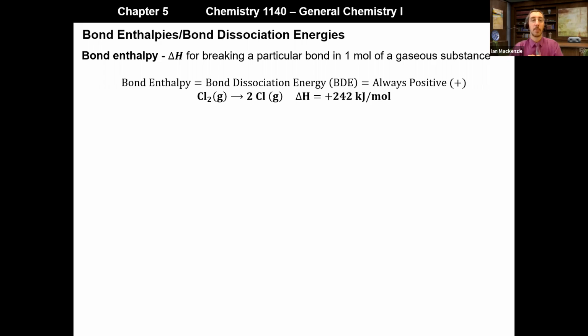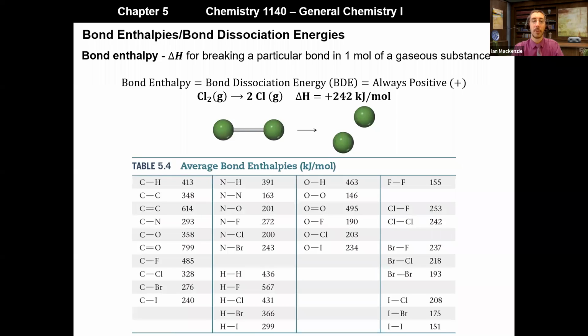Let's just take, for example, Cl2, with the bond between the 2 chlorines being broken to give you just 2 chlorine atoms. That has a bond enthalpy of positive 242 kilojoules per mole. And just to show you more graphically, it looks more like this. We have a bond, and then we're breaking the 2 atoms apart.